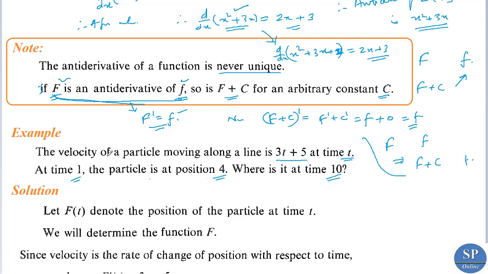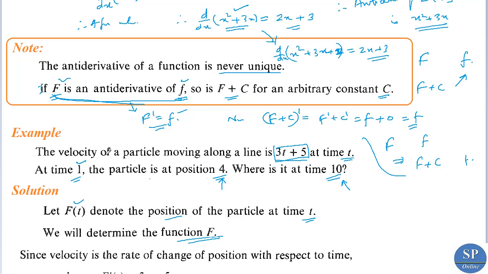So here we are given that the velocity of a moving particle is 3t plus 5 at a given time t. Also we are given that at time t equal to 1, the position of the particle is 4. Now we have to find the position at time t. To solve this problem, we can use the antiderivative. Let capital F of t denote the position of the particle at time t. So we have to find the function capital F, that is, the position function of the particle.